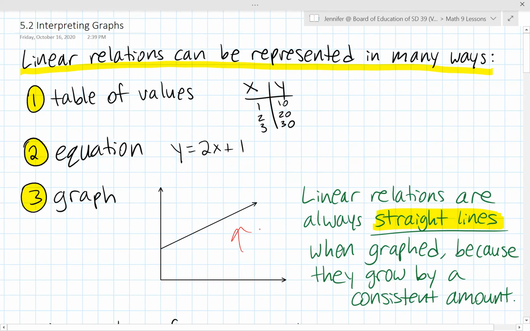This would be an example right here. Linear relations are always straight lines when you graph them. So it's really easy to identify them because if it's a perfectly straight line, then it's a linear relation. This is true because linear relations grow by a consistent amount. So if we were to look at our table of values, remember the x's are all going up by the same amount each time, and the y's are all going up by the same amount each time. So when this turns into a graph, you're going up and over by the same amount each time, which creates a straight line.